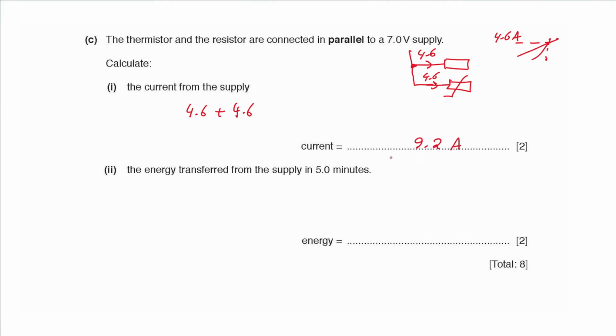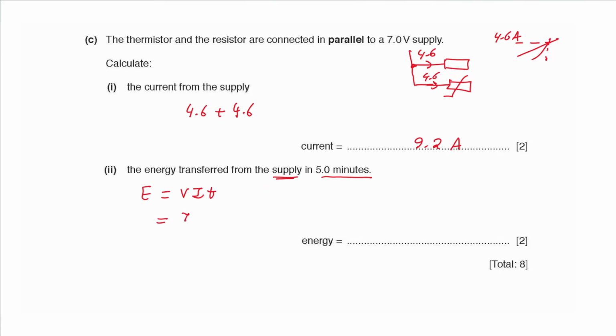Part b(ii) says the energy transferred from the supply in 5 minutes is required. We already have the current in each one of them, and we have the potential difference, or we have the total current and the potential difference. We can use energy is equal to VIT. If we need the supply power or energy, we use the total voltage and total current.